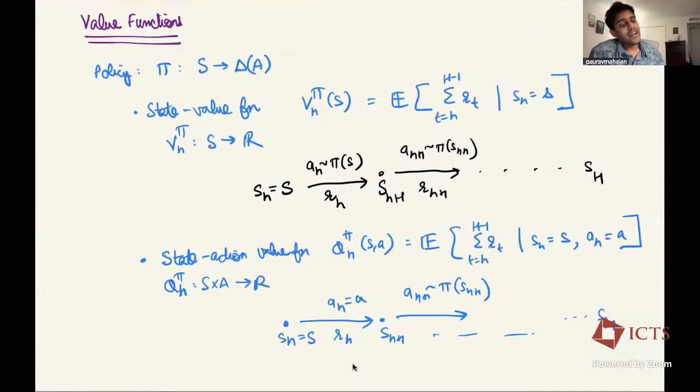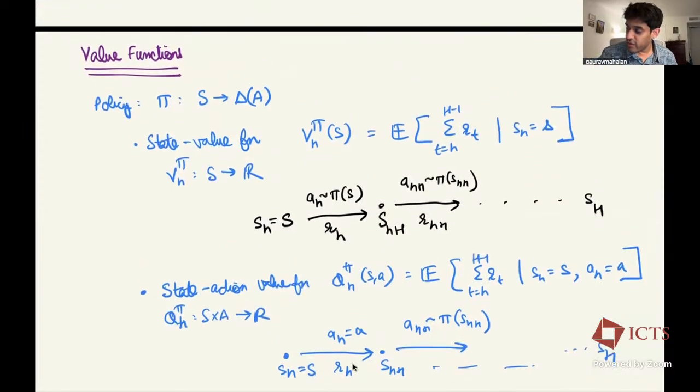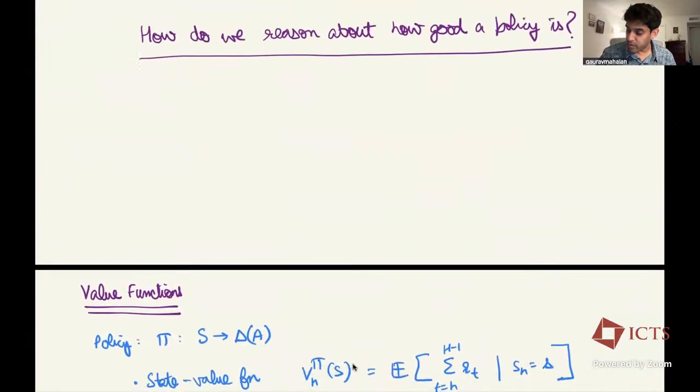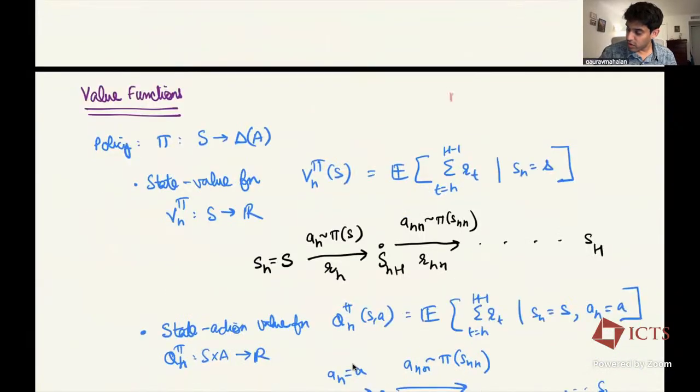These functions are not adding any more value, but they tell us how to compare different policies, in the sense that now we can write our goal in terms of V values. Our goal is equivalently to find the policy which maximizes VH of S0.